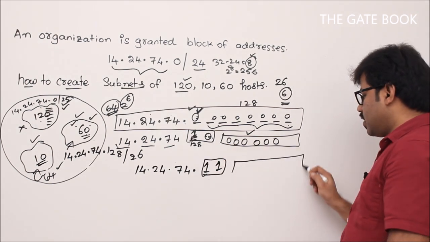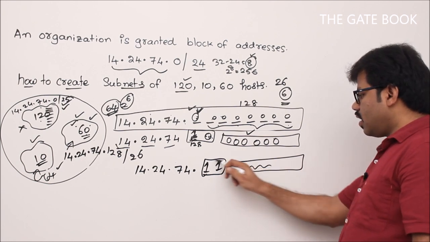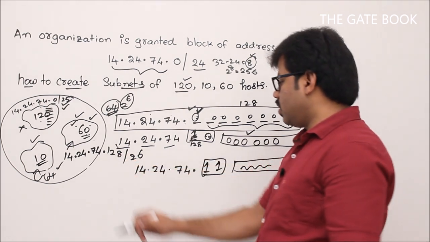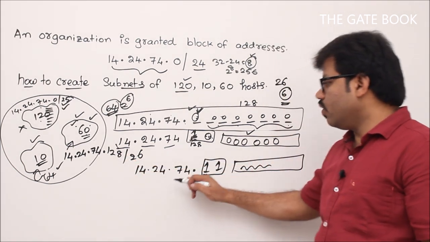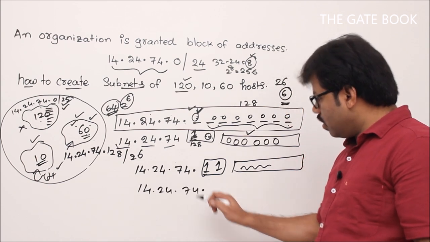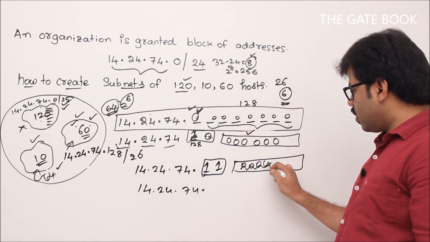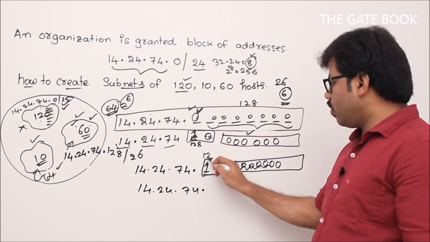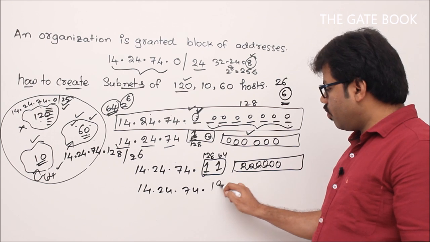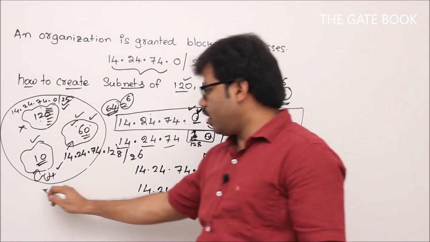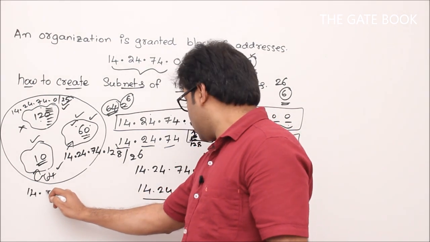Then the remaining 6 bits again you can vary. These are all different from these, right? So this we can give to the third person. So what is the network ID of this fellow? It would be 14.24.74. So keep all zeros, you get the network address, right? 1 2 3 4 5 6, we know that. This is 128, this is 64. It would be 192. So 14.24.74.192 is going to be the third network address.